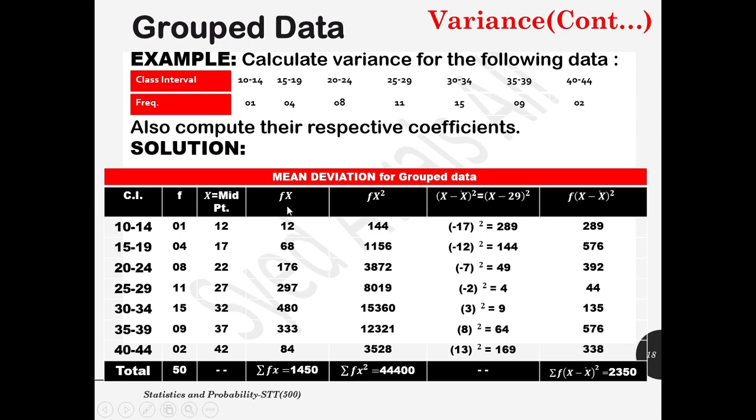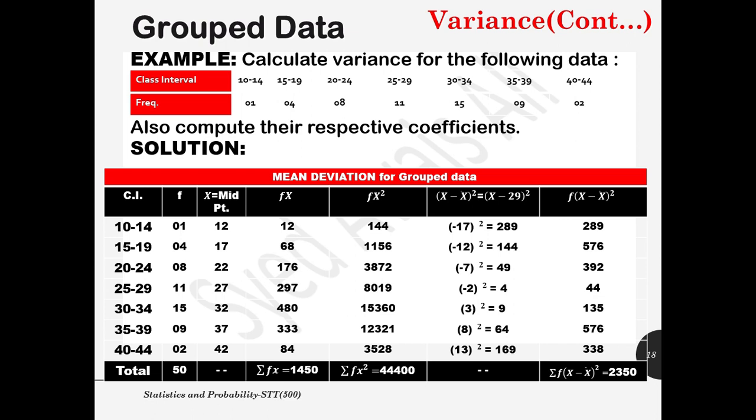Then you have to make a column for fx square. So you have to multiply this column with x. 12 into 12, 68 into 17, 176 into 22, 297 into 27, 480 into 32, 333 into 37, 84 into 42, and you have to complete this column, and then you have to find summation fx square, that is 44400. Then we have to find x minus x bar whole square, that means x minus 29, and what is x bar? Mean. And we found x bar in the previous slide for group data, that is 29 here.